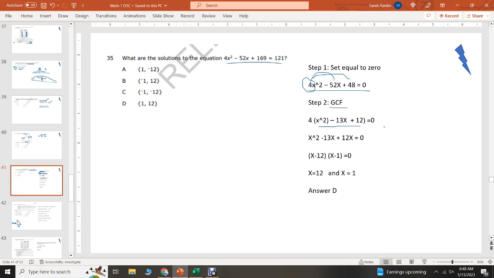Now the 4 goes away because basically I just divided both sides by 4. So 4 over 4 is 1, and 0 divided by 4 is 0. So I simply get x squared minus 13x plus 12 equals 0. Now I'm looking for factors that multiply to a positive 12 and add to a negative 13. So negative 12 and negative 1 multiply to a positive 12 and add to a negative 13. So then I set each of these equal to 0 and I get x equals 12 and x equals 1, and that's answer D.